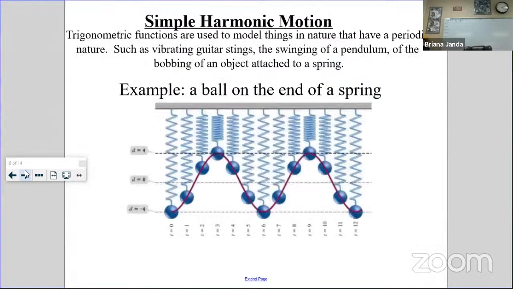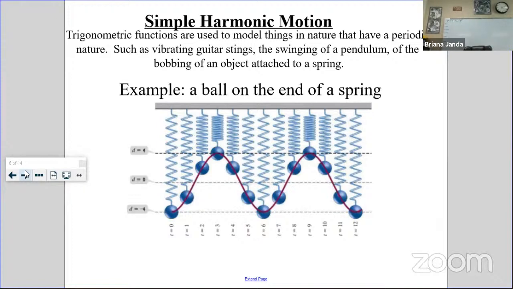Okay, the last topic we're going to talk about is the idea of this thing called simple harmonic motion. Simple harmonic motion is something that is very real world applicable, and one of the main reasons that we end up looking a lot at trig functions, because they tend to model real world data quite closely for things that have this simple harmonic motion.